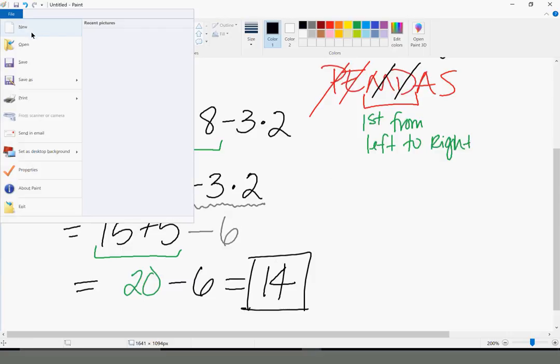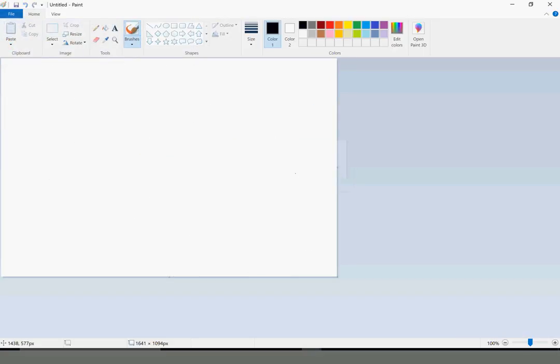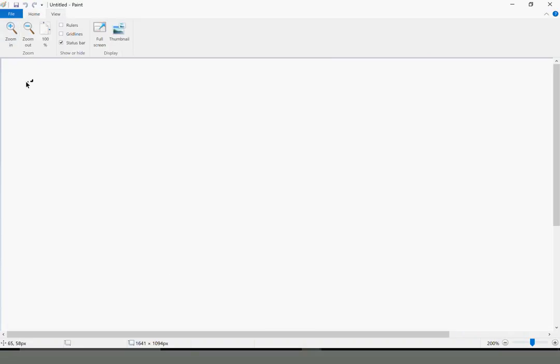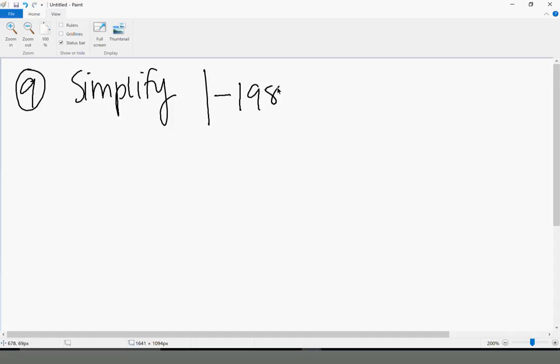Let's see. Number 9. Simplify the absolute value of -198. Okay, so the absolute value of any number is going to be a positive value. So this is going to be just positive 198.